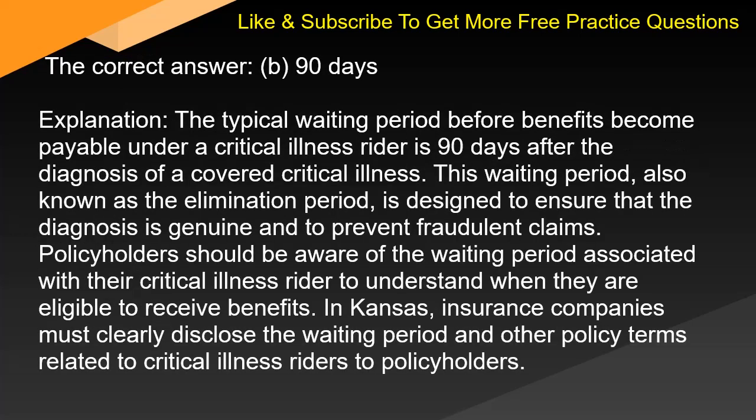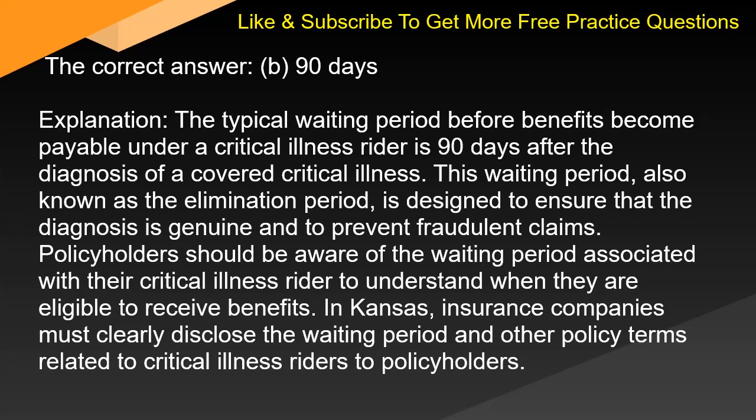The correct answer, B. 90 days. Explanation. The typical waiting period before benefits become payable under a critical illness rider is 90 days after the diagnosis of a covered critical illness. This waiting period, also known as the elimination period, is designed to ensure that the diagnosis is genuine and to prevent fraudulent claims. Policyholders should be aware of the waiting period associated with their critical illness rider to understand when they are eligible to receive benefits.